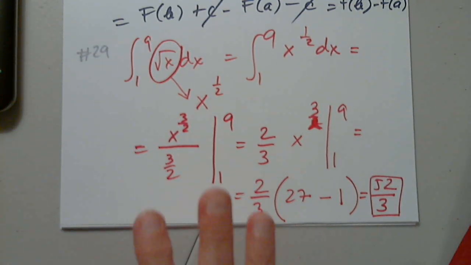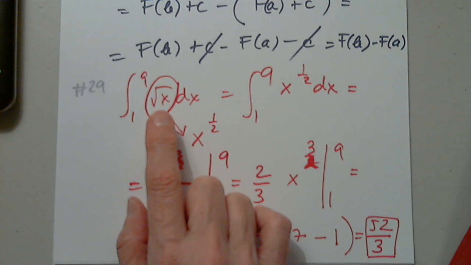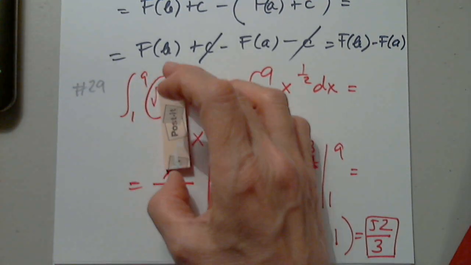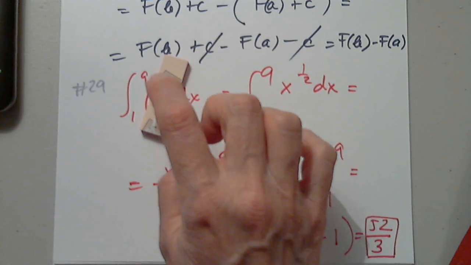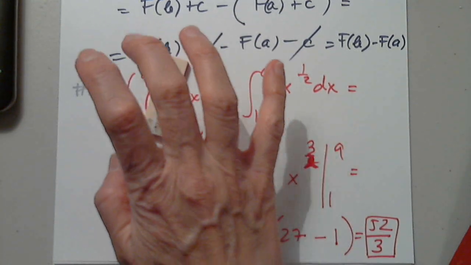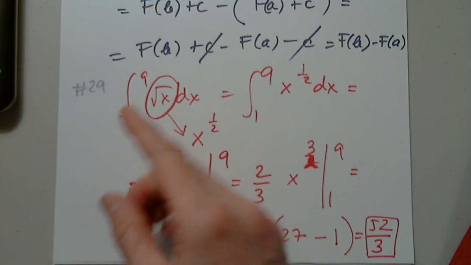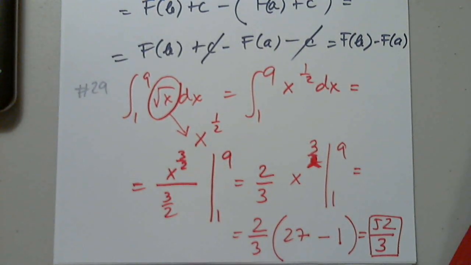At any point in time, when I'm asked to find a definite integral, I will always have to ask myself, is this function continuous from 1 to 9? Yes or no? Yes, it's continuous. Otherwise, I cannot use the fundamental theorem of calculus to determine this. I cannot.